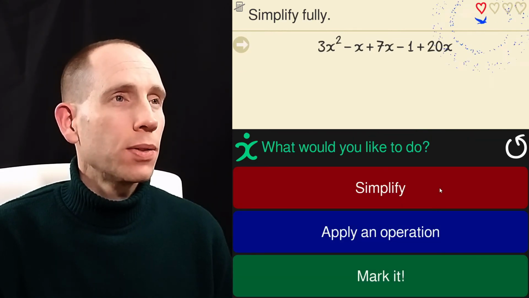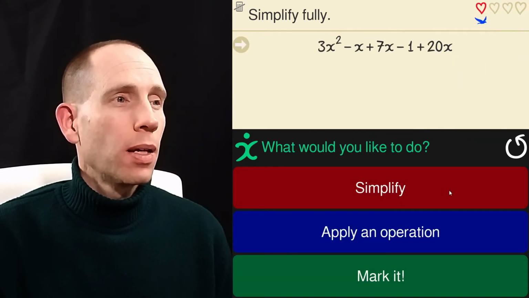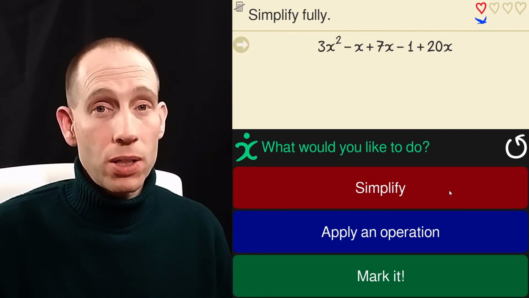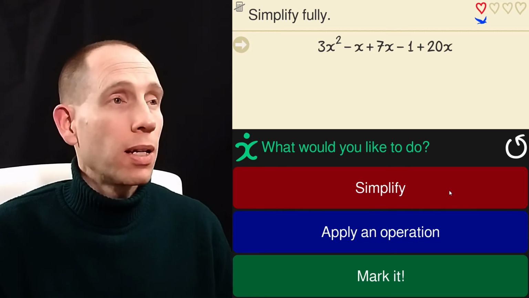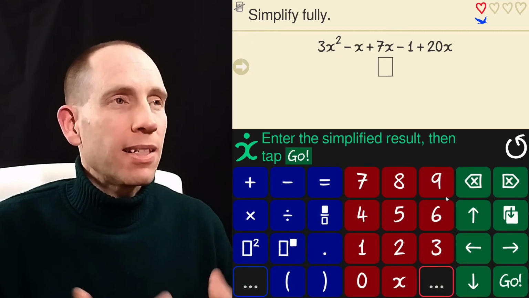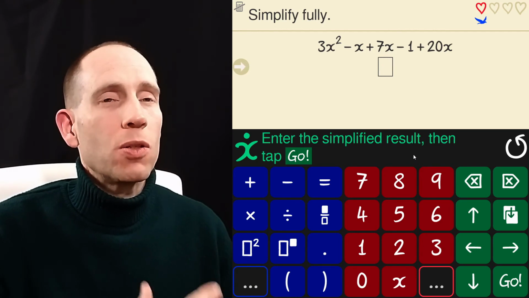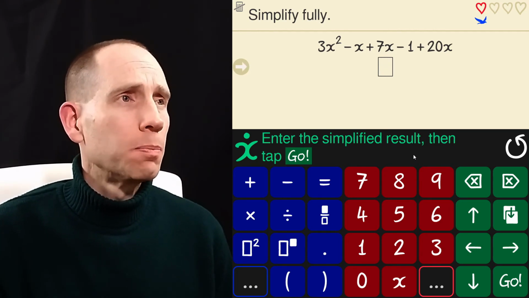Okay, and now we're into independent mode. So it's not going to check each step to check if that's correct. I'm just going to do the whole question and then click mark it, and it'll tell me if I've got anything wrong. Again, these are only 1-step questions, so it's not going to make a lot of difference with these ones. But other topics you'll be doing questions where there's a lot more steps.